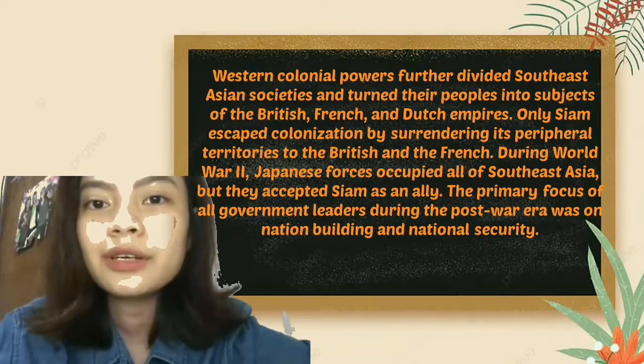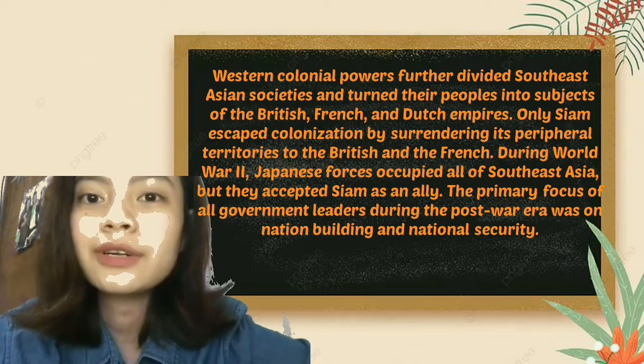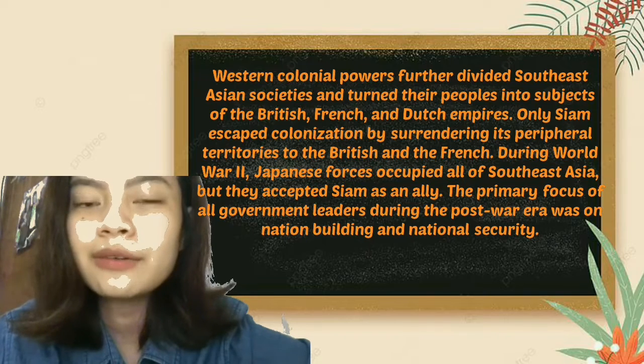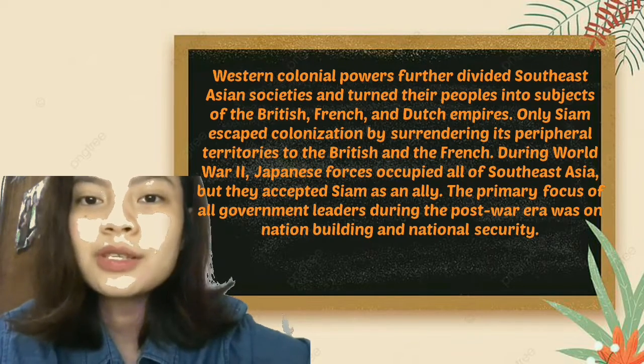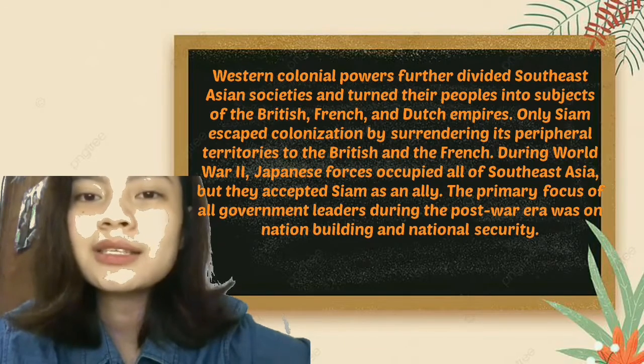Western colonial powers further divided Southeast Asian societies and turned their people into subjects of the British, French, and Dutch empires. Only Siam escaped colonization by surrendering its peripheral territories to the British and French. During World War II, Japanese forces occupied all of Southeast Asia, but they accepted Siam as an ally. The primary focus of all government leaders during the post-war era was on nation building and national security.